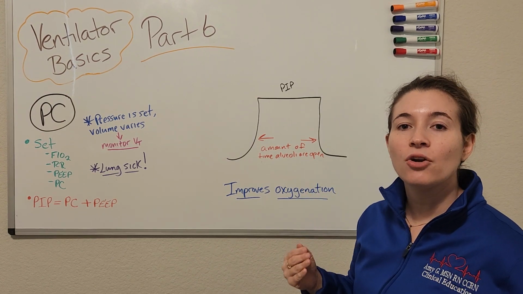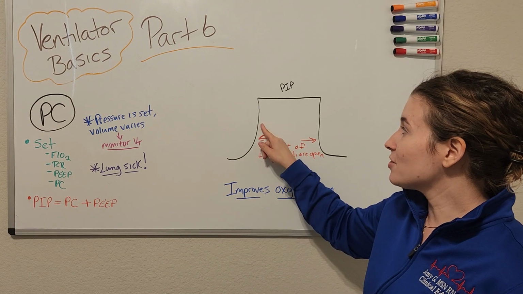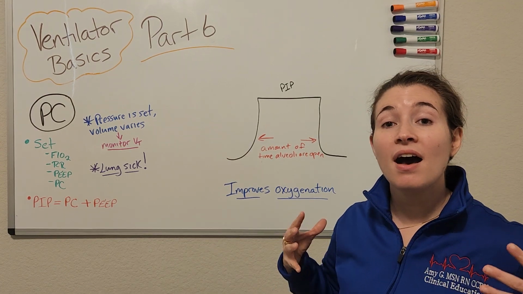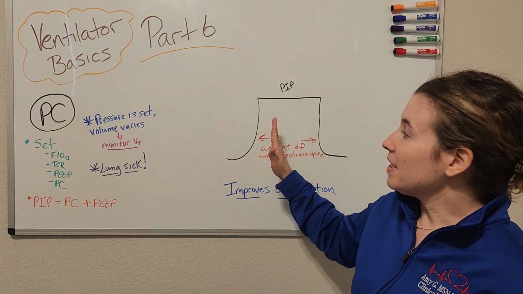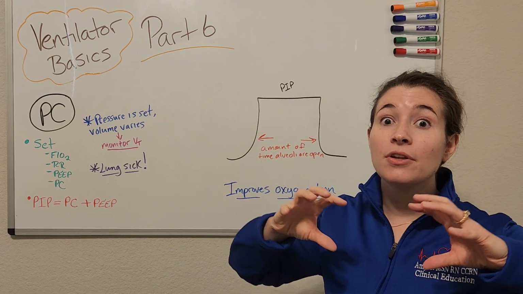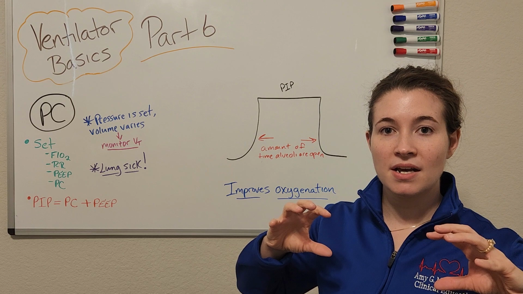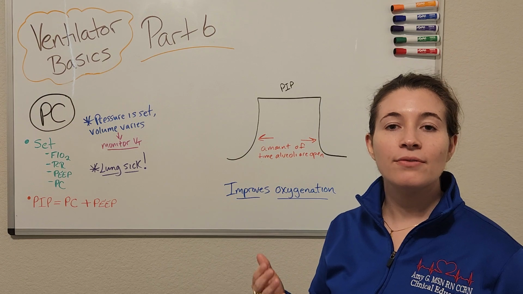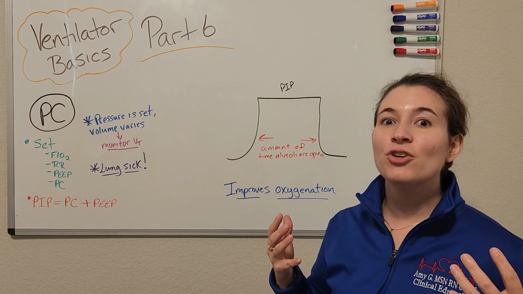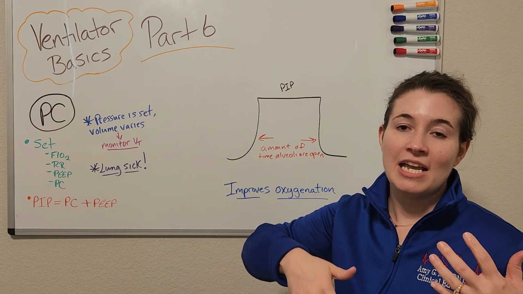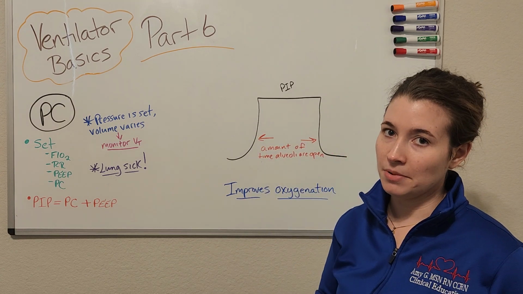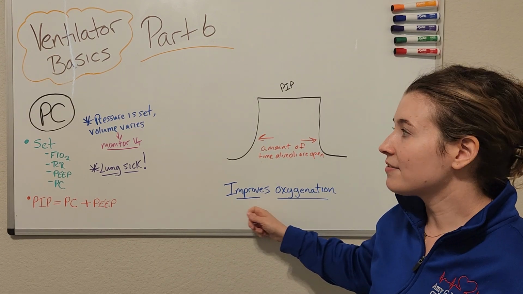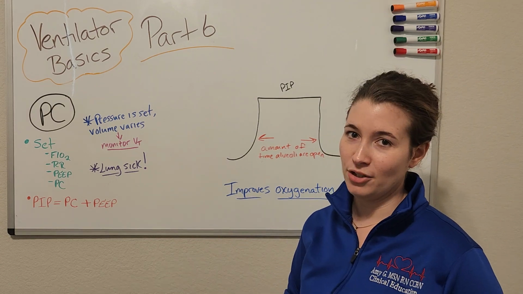Why this is really great for patients that are lung sick is because, remember, the area under the wave represents the amount of time that the lungs are open. Because that pressure is set, the lungs are staying open for a longer amount of time, and they're staying open more consistently. That's a really big benefit for patients that are lung sick, because it's increasing the amount of time that oxygen is able to travel down from the lungs into the blood. So this mode improves oxygenation. We just have to be mindful to watch for those tidal volumes.